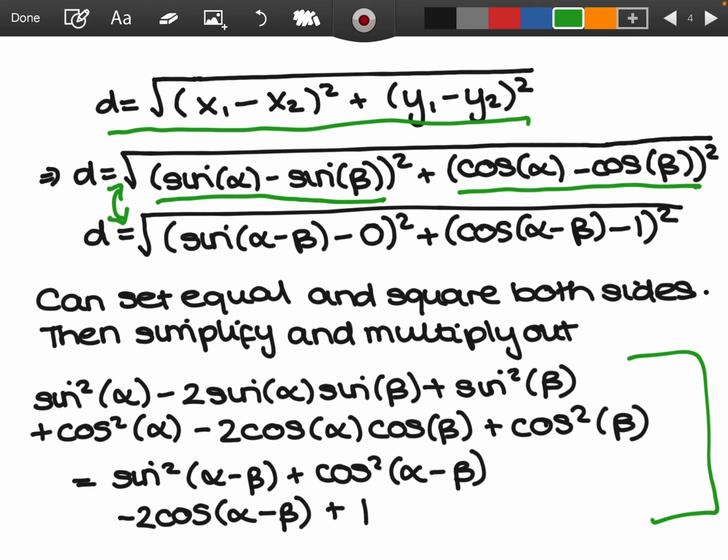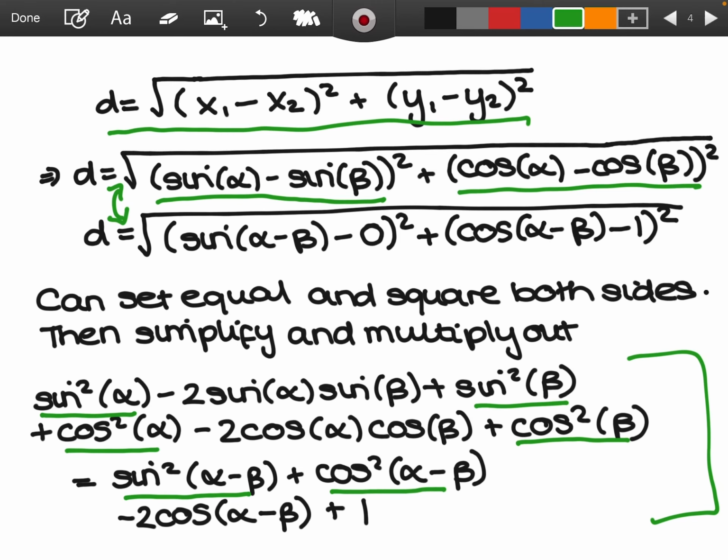Well, using the Pythagorean theorem, I know that sine squared of an angle plus cosine squared of the same angle equals 1. So that tells me here I've got sine squared alpha plus cosine squared alpha. That must equal 1. I've got sine squared beta plus cosine squared beta. That must equal 1. I've got sine squared of alpha minus beta plus cosine squared of alpha minus beta. That must also equal 1.